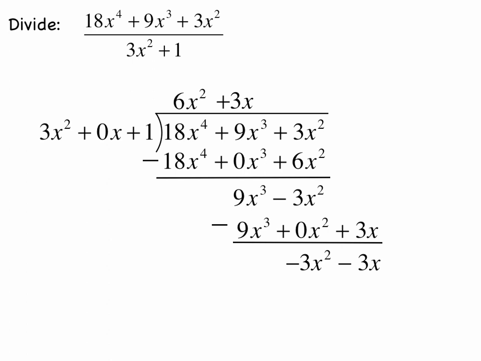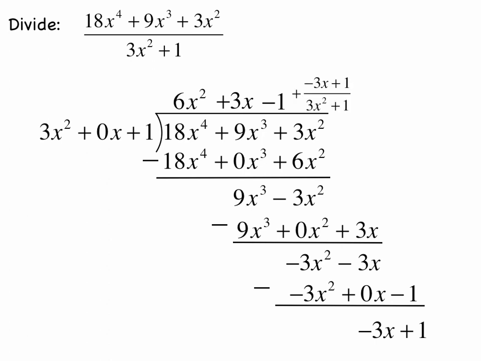Doing this one more time because I can still divide. Negative 3x squared divided by 3x is just a negative 1. Multiply this back again and subtract. It's getting a little tricky. You're going to have to subtract some negative numbers, and you should have negative 3x plus 1 as a remainder. I can't divide any further, so that's how I'm going to write my remainder.